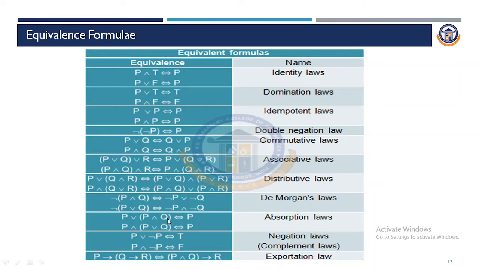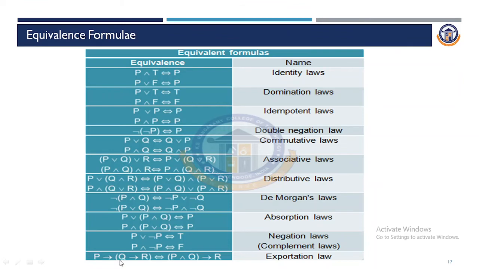Right. Next one, absorption law. P or P and Q is equivalent to P. P and P or Q is equivalent to P. Negation or complement law: P or negation P is equivalent to true. P and negation P is equivalent to false.